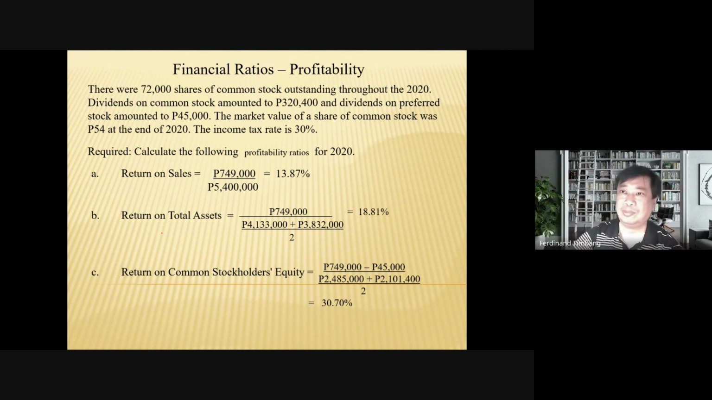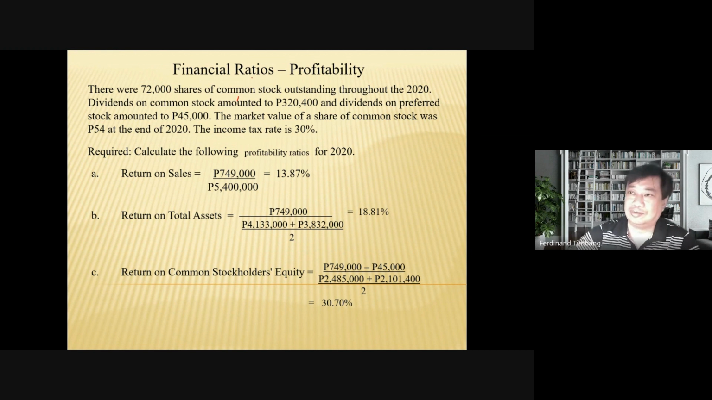Okay, so there were 72,000 shares of common stock outstanding throughout 2020. Dividends on common stock amounted to 320,400 and dividends on preferred stock amounted to 45,000. The market value per share of common stock was 54 at the end of 2020, and the income tax rate is 30%.